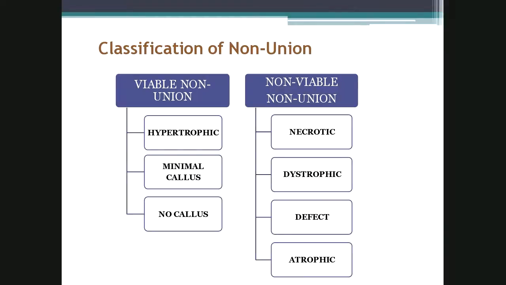Non-viable non-union is characterized by a lack of adequate blood supply at the fracture site to such an extent that healing is greatly impaired. We will get back to the classification of non-viable non-union after the next few slides.